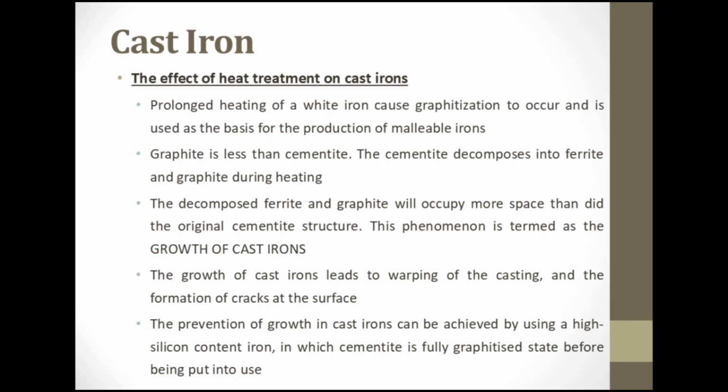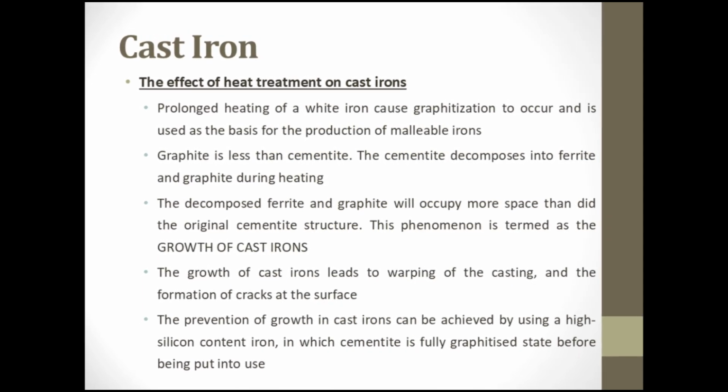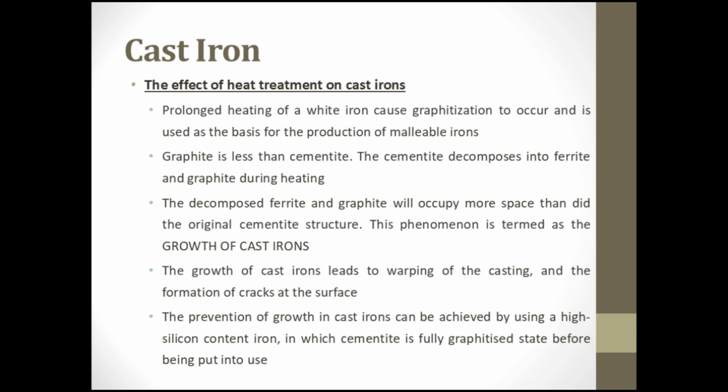Cast iron. The effect of heat treatment on cast irons. Prolonged heating of a white iron causes graphitization to occur and is used as the basis for the production of malleable irons. Graphite is less stable than cementite. The cementite decomposes into ferrite and graphite during heating.